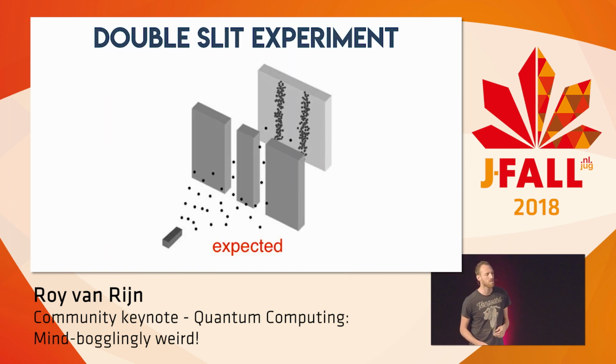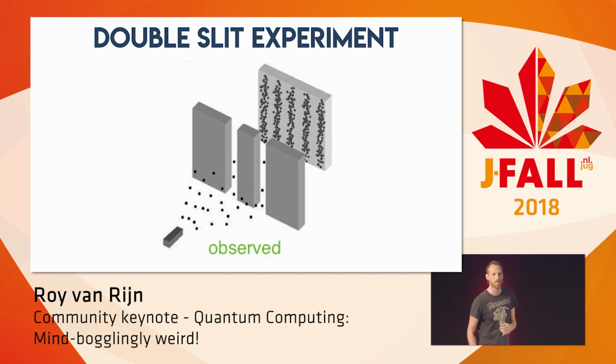One famous experiment is the double slit experiment. If you take a photon, a ray of light, for example, and you shine it through 2 small slots, this is what you expect to see. If you have 2 open doors, you'll see 2 beams of light.